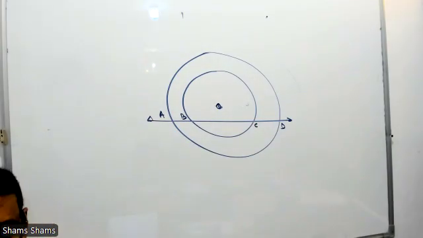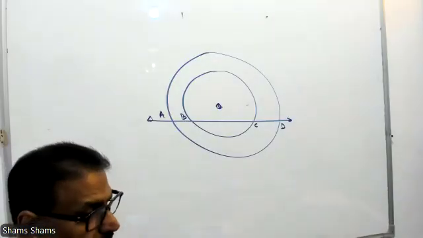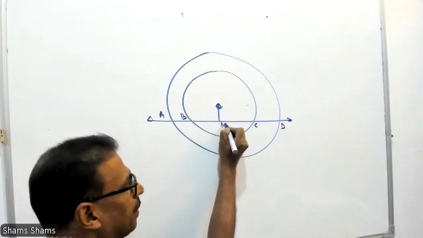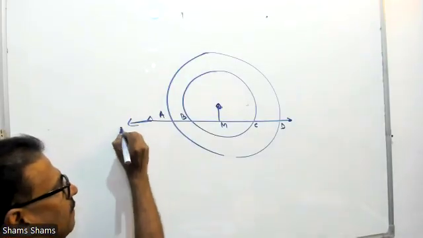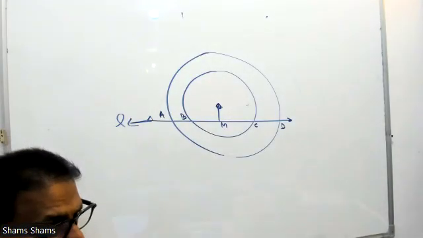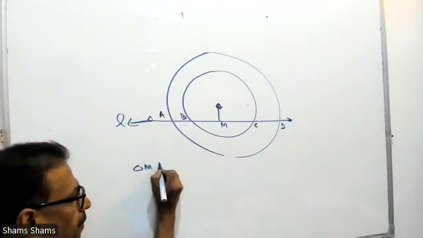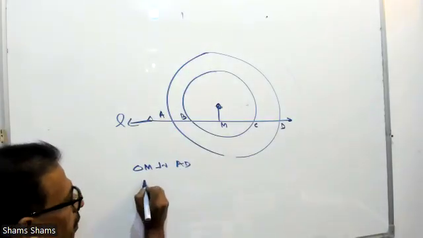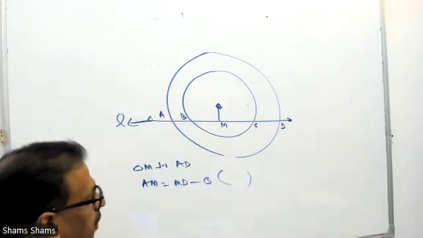Any idea? Draw perpendicular. Listen. Draw OM perpendicular to the line L. Don't write down yet. Draw OM perpendicular to the line. See, OM perpendicular to AD, so AM equal to MD. Number one, the perpendicular from the center bisects the chord.